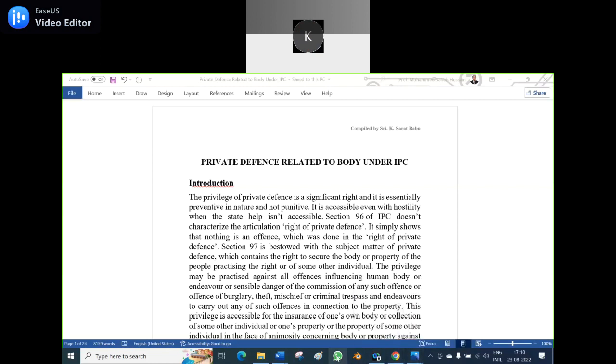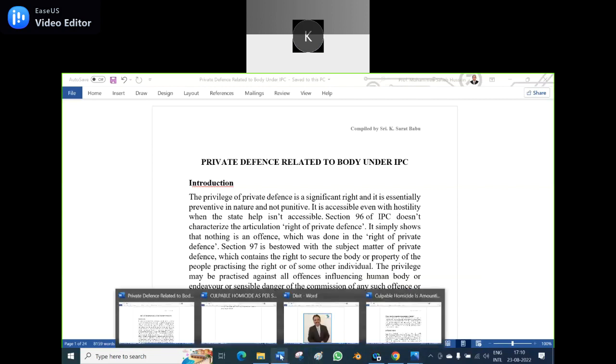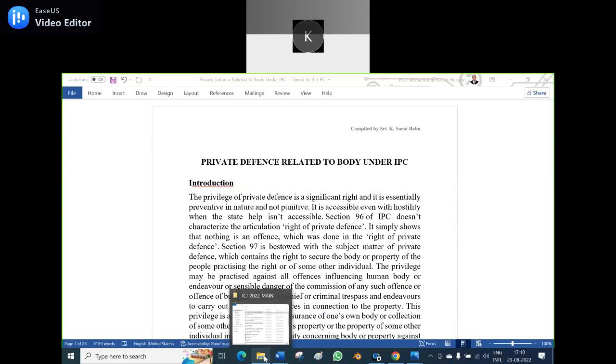So private defense is not defined, however, Section 96 says nothing is an offense which is done in the exercise of the right of private defense. So nothing is an offense if it is for self-defense or for the property defense of a person.